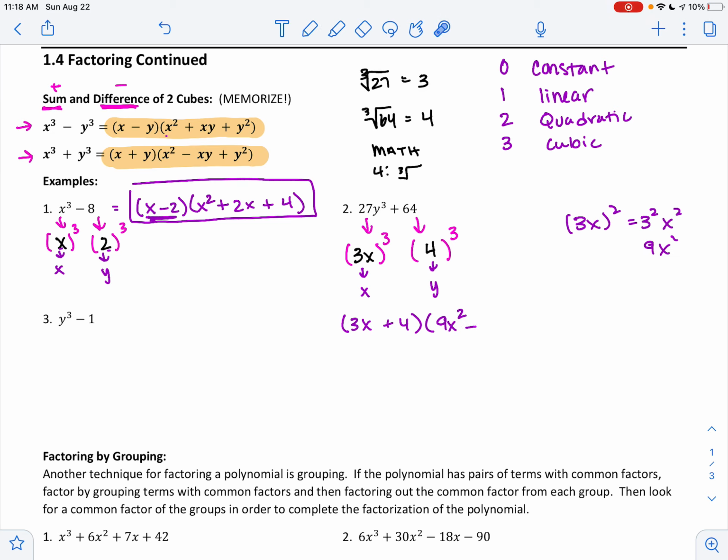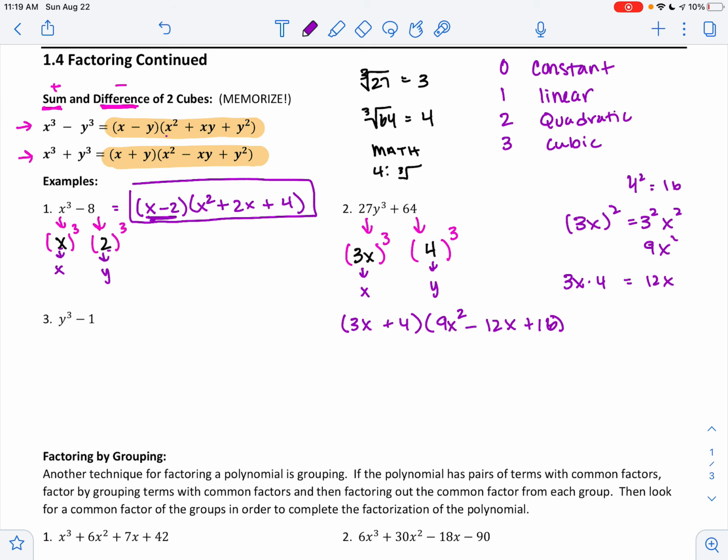minus 3x times 4. Well, 3x times 4 is just 12x, plus y squared. Well, here y is 4. 4 squared is 16. You always want to make sure that you have factored completely. 3x plus 4 is linear, so I know this one is factored completely.